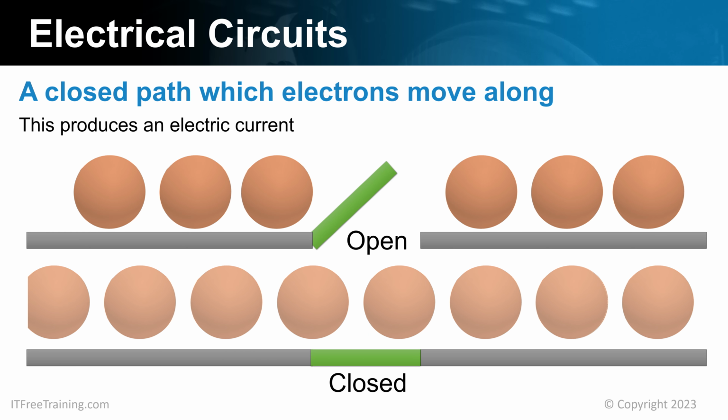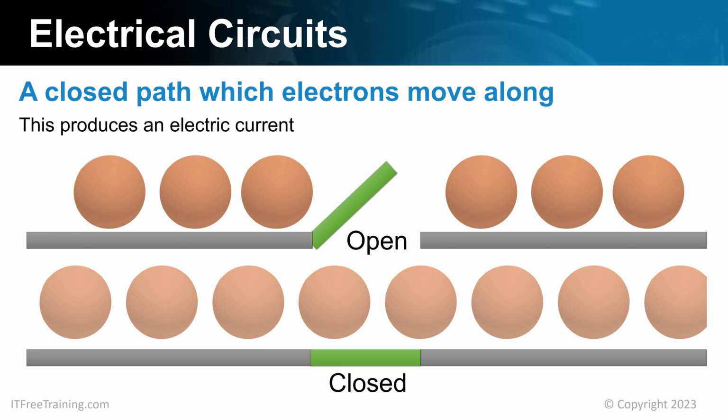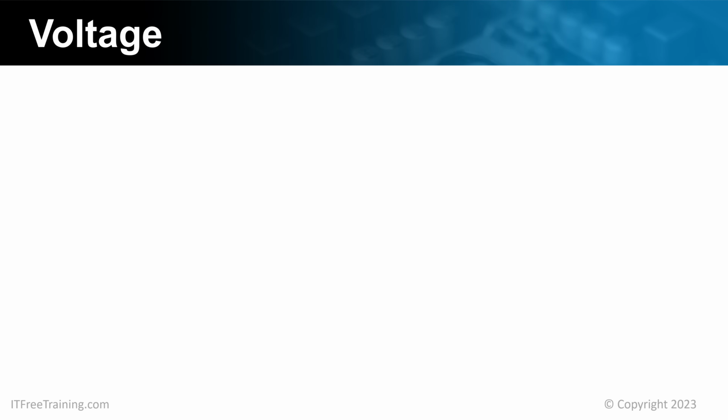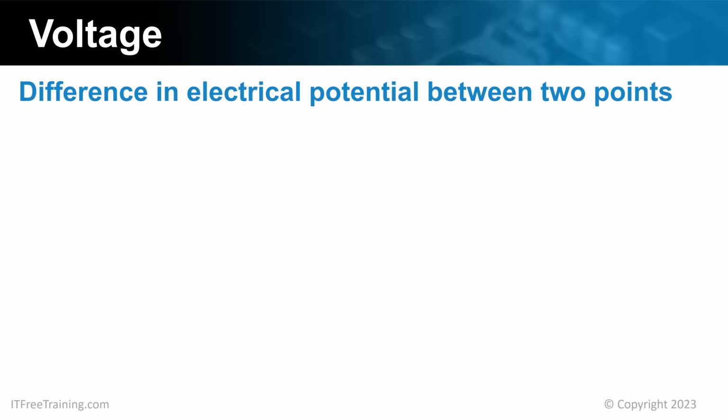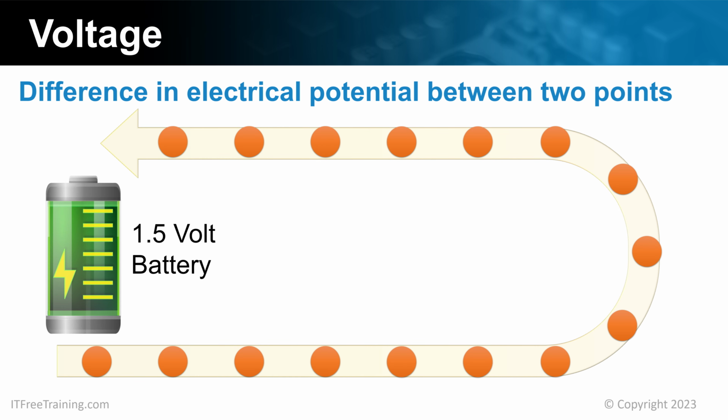So now that we understand how a circuit works, let's look at the concept of voltage. The voltage is the difference in electrical potential between 2 points. So what does that mean? Let's consider an example. In this example, we have a simple circuit that is connected to a 1.5 volt battery. The electrons will travel from the negative end of the battery to the positive end. Keep in mind that voltage is defined as the electrical potential between 2 points. This essentially means the ability or power of the battery to push electrons.